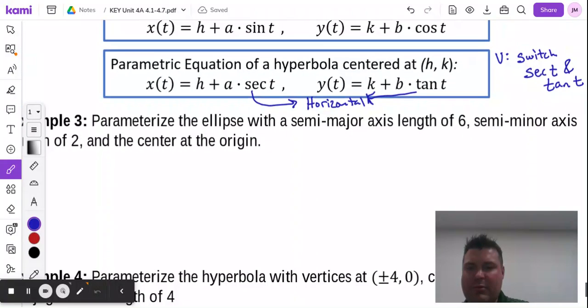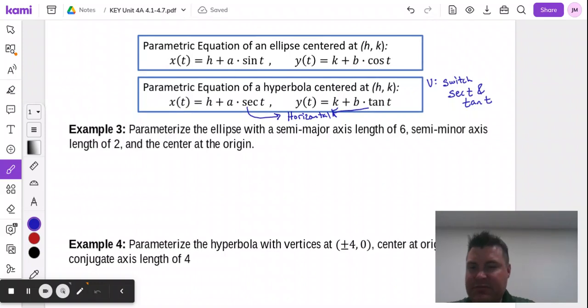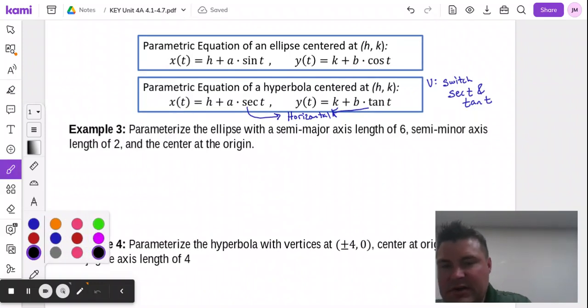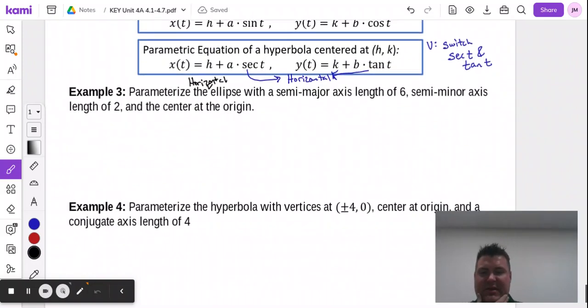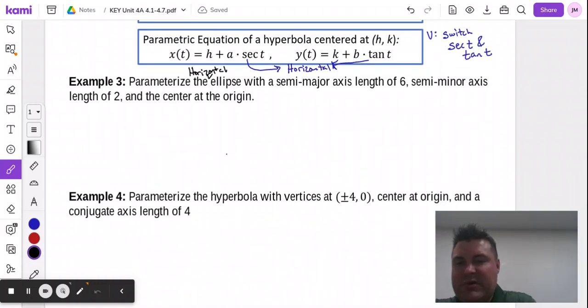Okay, so for the first example here, I believe there's not enough information. I think we need to give a little bit more for that. So print out these brand new notes. They are not completely fixed. So I'm going to call this a horizontal ellipse, that way I can actually solve this problem. Parameterize the horizontal ellipse with a semi-major axis length of 6, semi-minor axis length of 2, and the center at the origin. So we're not doing the whole major axis, we're just doing part of it, which is really just half of it.